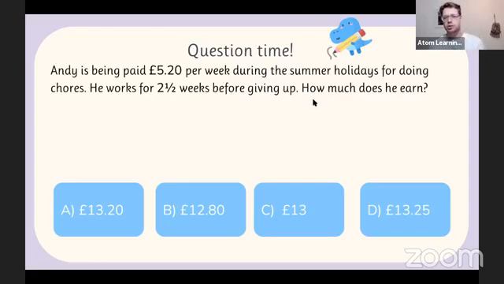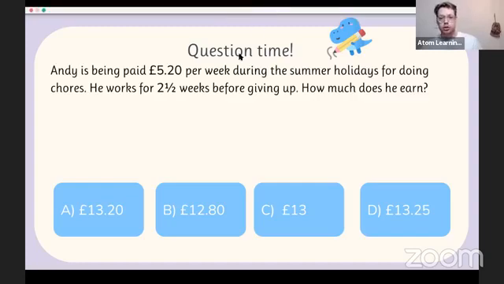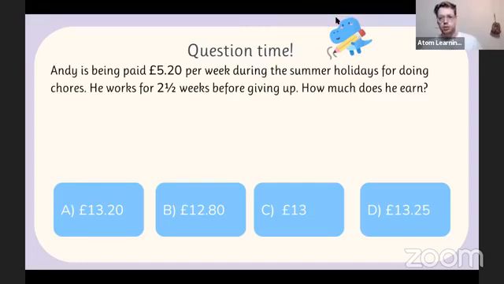Sometimes I get my students to read the question first. So, how much does he earn? Because that way, when you're reading the question stem, you know what you're looking out for. And it can just make the process of deciding what you need to do that little bit easier. So let's have a go at working this out.